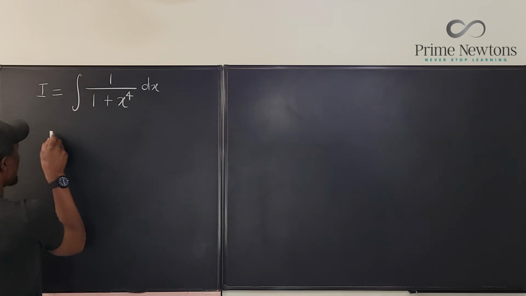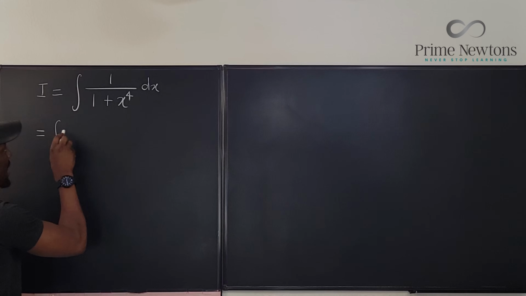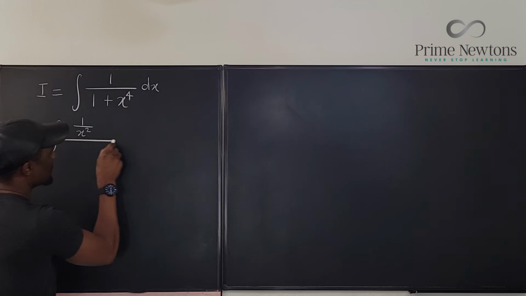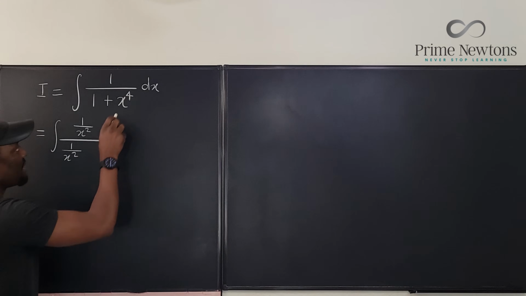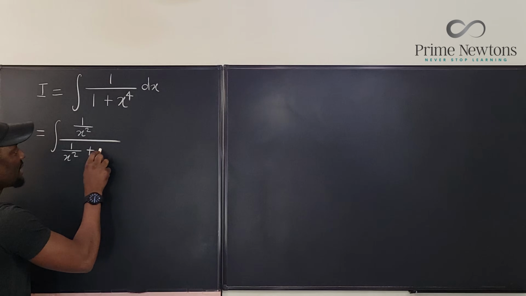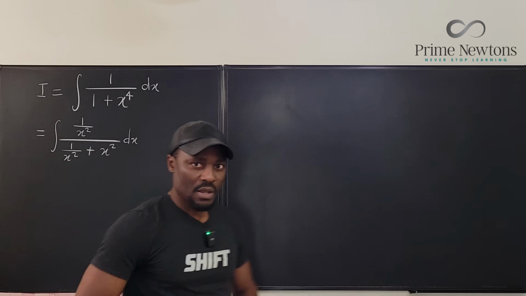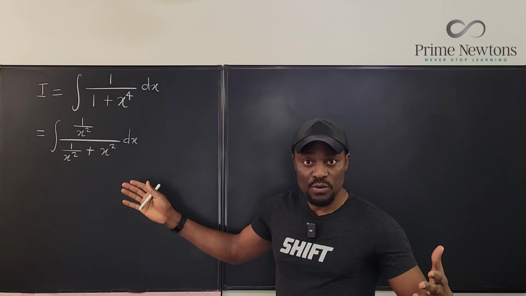So this is going to be equal to, if I divide the top by x squared, I'm going to end up with 1 over x squared. If I divide this, I get the same thing, 1 over x squared. If I divide this, I'm going to get plus x squared dx. So, what does this do for me?